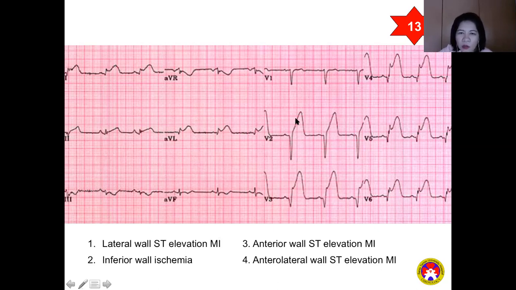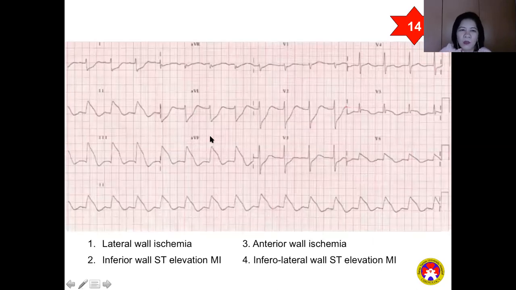scar already, but you still have an ST elevation here, extending to V3 and V4 and V5 and V6 and aVL. So you have an anterolateral wall ST elevation myocardial infarction. So again, these are just reciprocal changes. So this is an anterolateral wall ST elevation myocardial infarction.